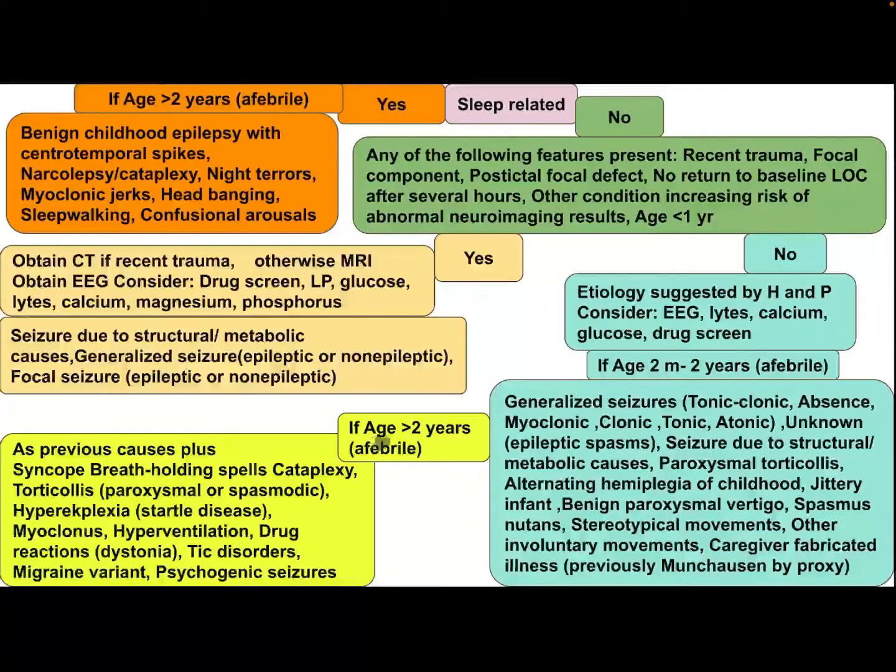If the child is more than 2 years and febrile, in addition to the causes we mentioned here, the differential diagnosis may include syncope, breath-holding spell, cataplexy, torticollis, paroxysmal and spasmodic, hyperekplexia, startle disease, myoclonus, hyperventilation, a drug reaction, dystonia, tic disorder, migraine variant, and psychogenic seizure.